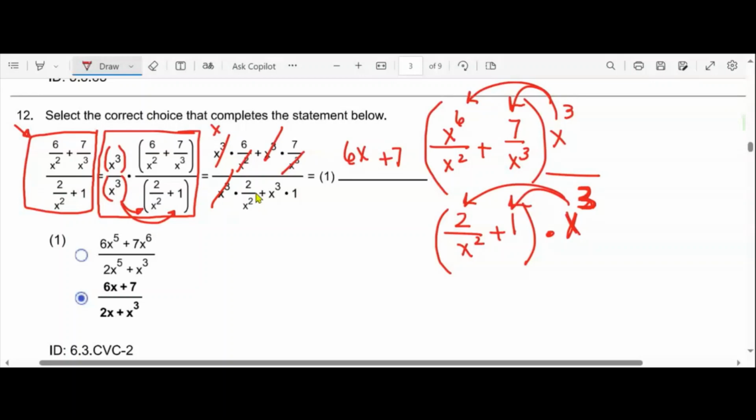So can I cancel this with this? What are you going to get? X, right? Times 2 is 2x. Now, is there any cancellation here? No. So it stays the same. Is this clear? So that's your final answer. Clear? Yes. Clear.